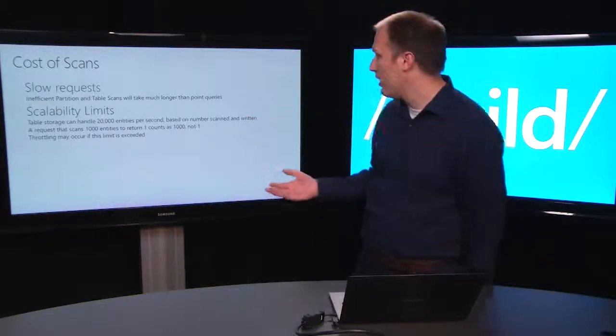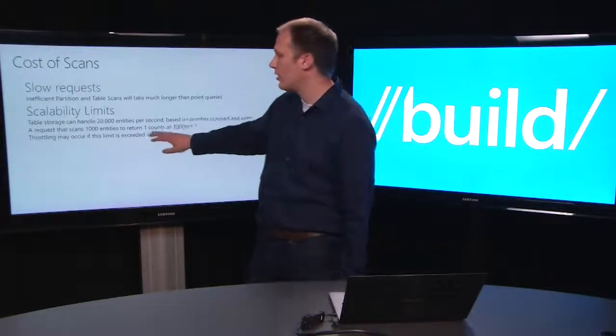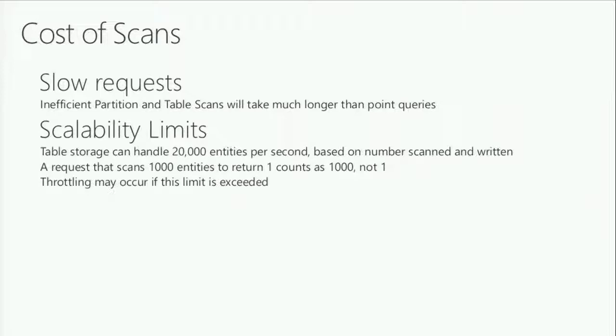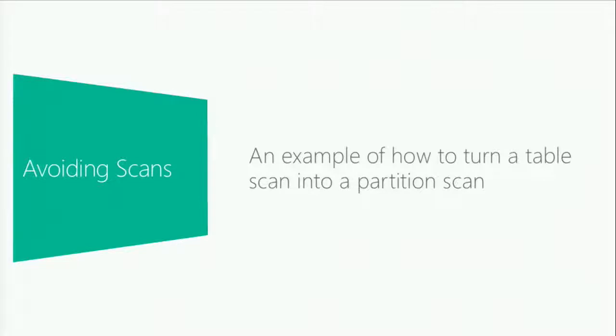Another piece here is when you see this 1,000 to 1 ratio, all that time scanning is time not spent returning data, which means this is just going to have a negative impact on the performance of your application. So how do we avoid them? We're going to look at an example right now of how to turn a table scan into a partition scan. This will make a pretty big improvement in an application.